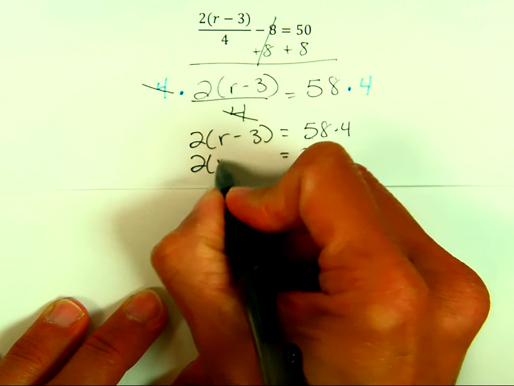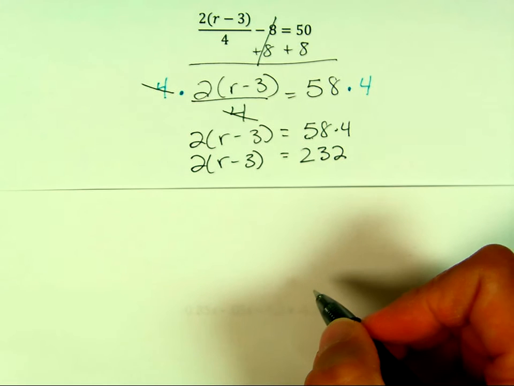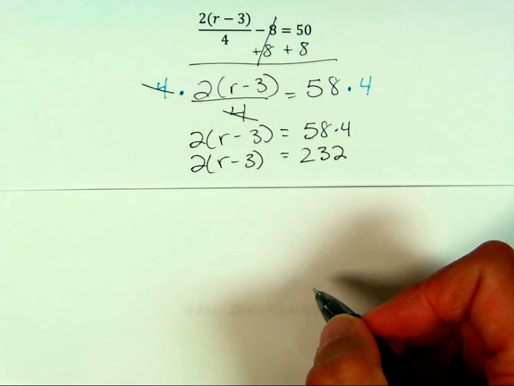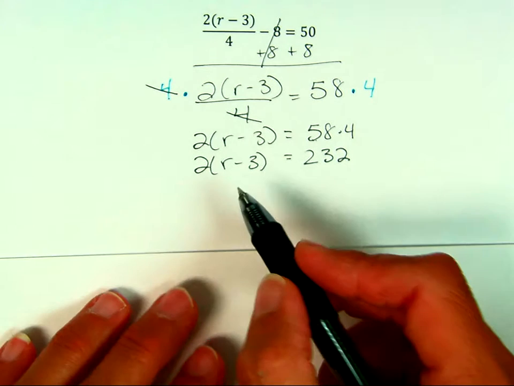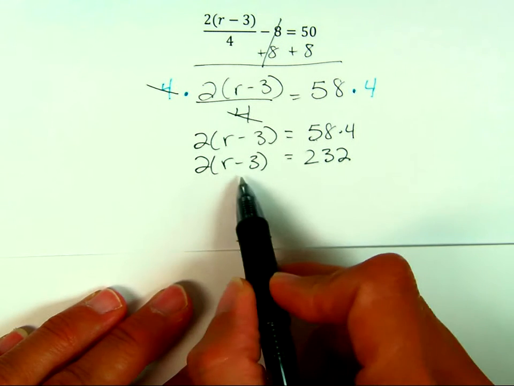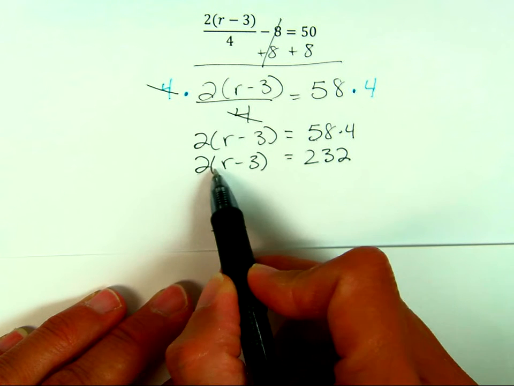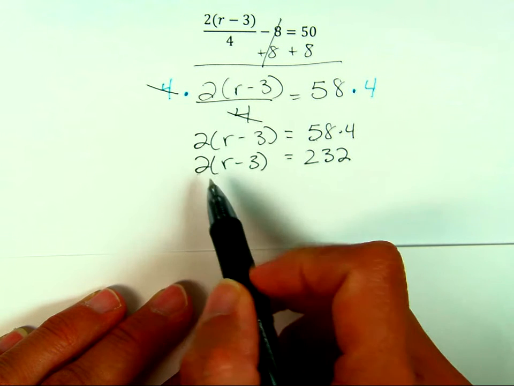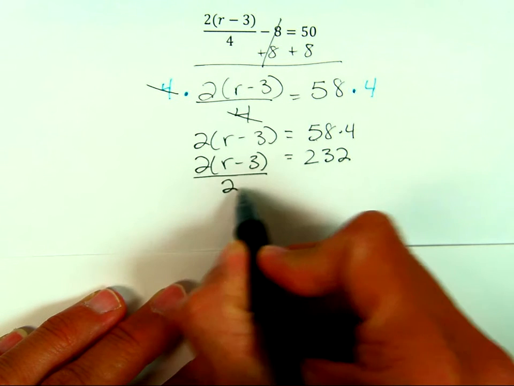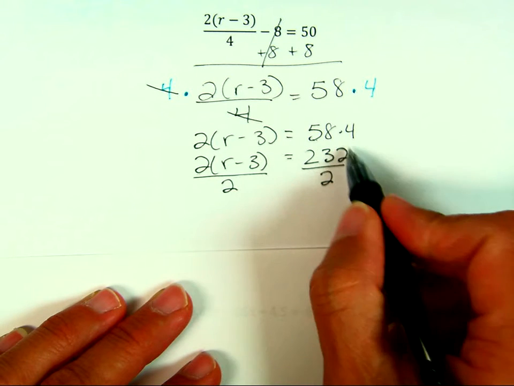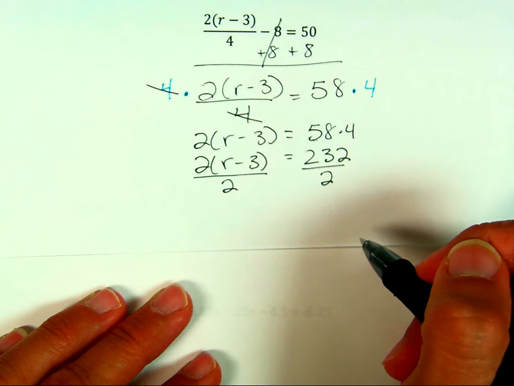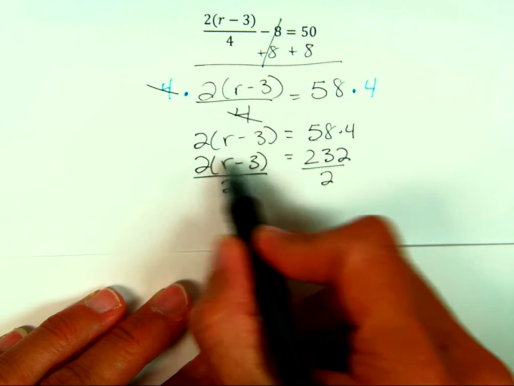Okay, so what do you do next? You might think that you do the distributive property next, and that's okay to do, but if you think about this big picture, you think, hey, that's a 2 times something and I need to get rid of that 2. What you can also do is just divide both sides by 2. And I find that easier if this side is even. So I'm going to divide instead of distribute.